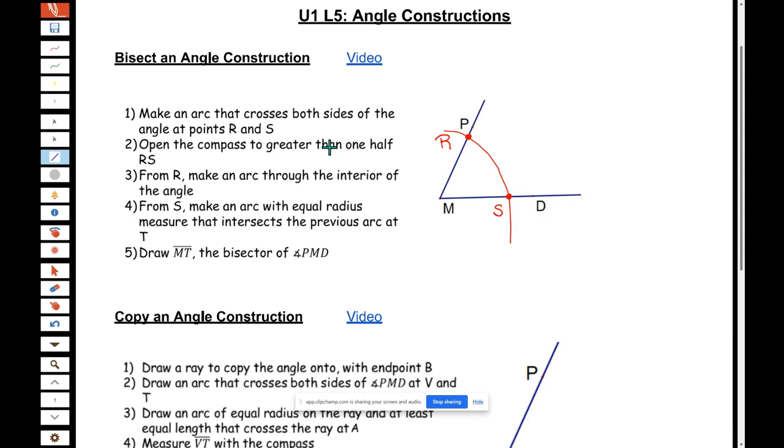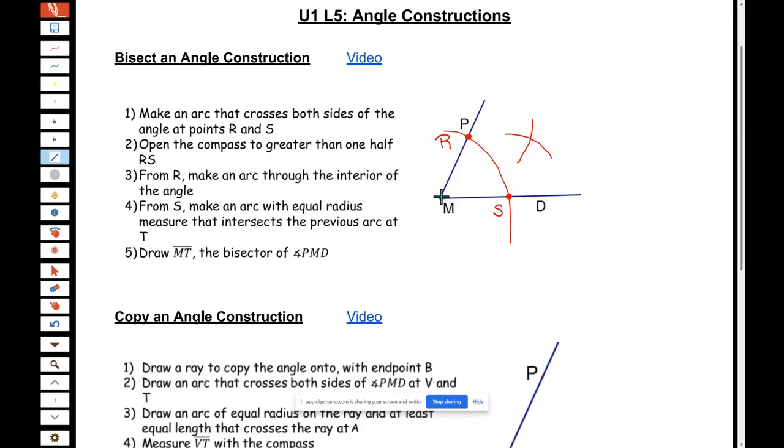Then it says open the compass to greater than 1/2 of RS, so more than halfway of that. From R, make an arc through the interior of the angle. So I'm going to take my compass, and from here, I'm going to make an arc, and then from here, I'm going to make an arc. From R, I'm going to make an arc in the interior of the angle. And then from S, with the same compass opening, I'm going to make an arc in the interior of the angle. So the arc from R is part of a circle with center R. The arc from S is part of a circle with center S.